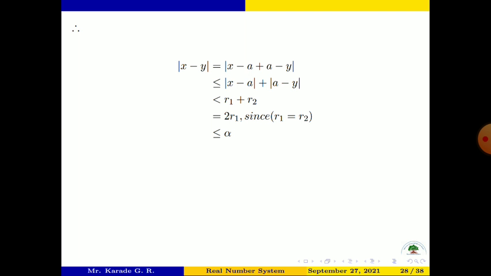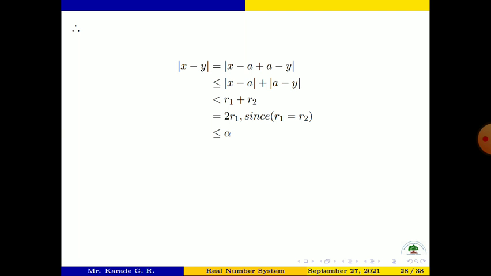But r1 and r2 are the same, because we are choosing r1 equal to r2 equal to mod of x minus y divided by 2, meaning alpha by 2. So 2 times alpha by 2 is alpha.